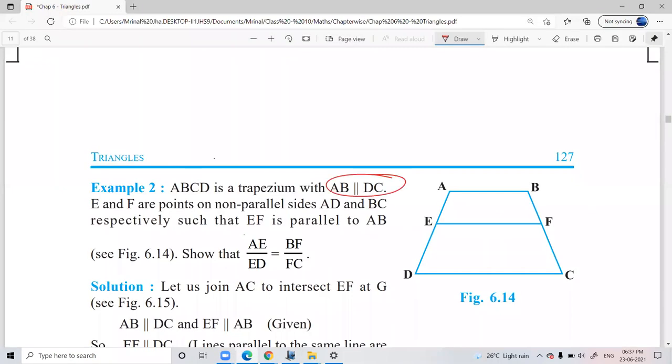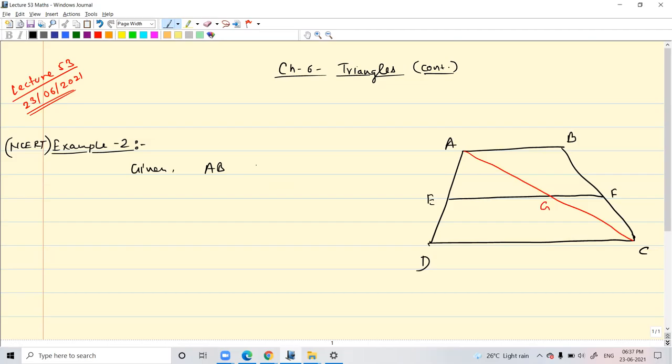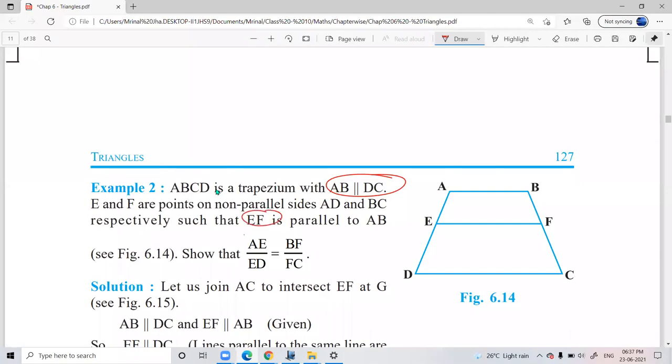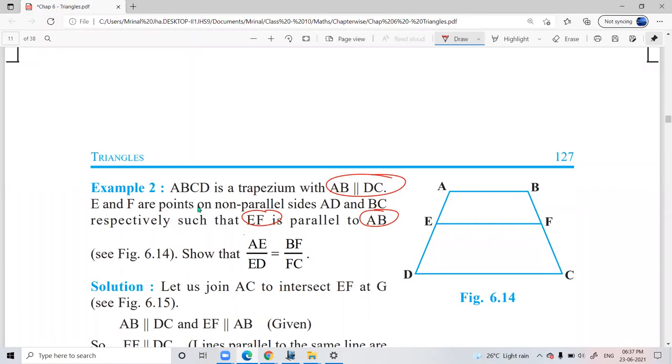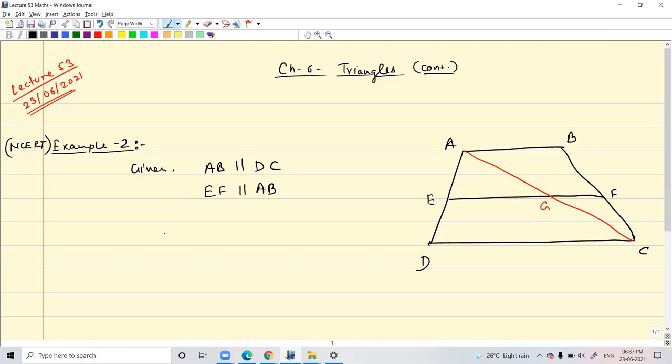Fine. So let's write down what is given first. Given that AB is parallel to DC. And they have also given that EF is parallel to AB. Anything else given? No. We have to show something. What do we have to show? AE by ED is equal to BF by FC.